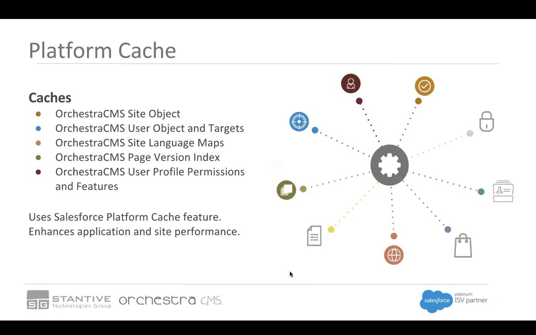OrchestraCMS has lookups that it uses to perform regular functions. So caching that data into the platform cache improves not only the performance of your site, but also the performance of the OrchestraCMS application itself. Now, we're going to take a look at this in a moment, but first I'd like to pause, turn it back over to John so we can take a quick poll and gather some information.